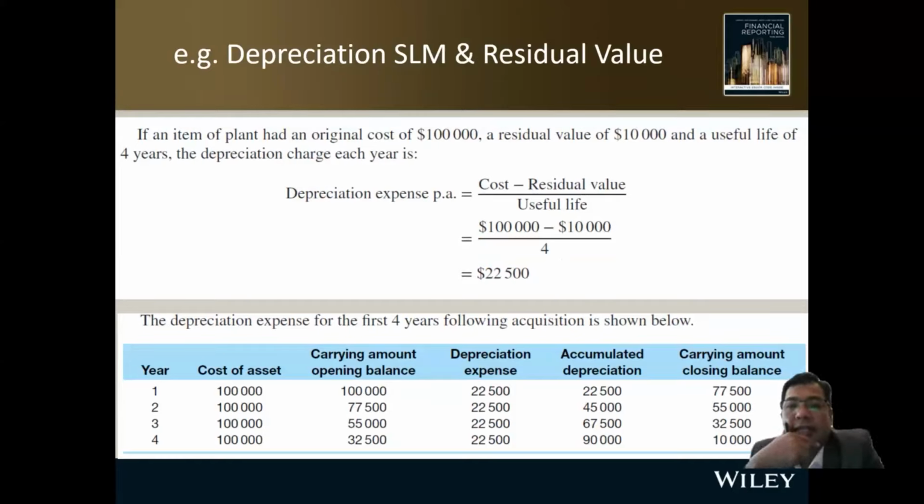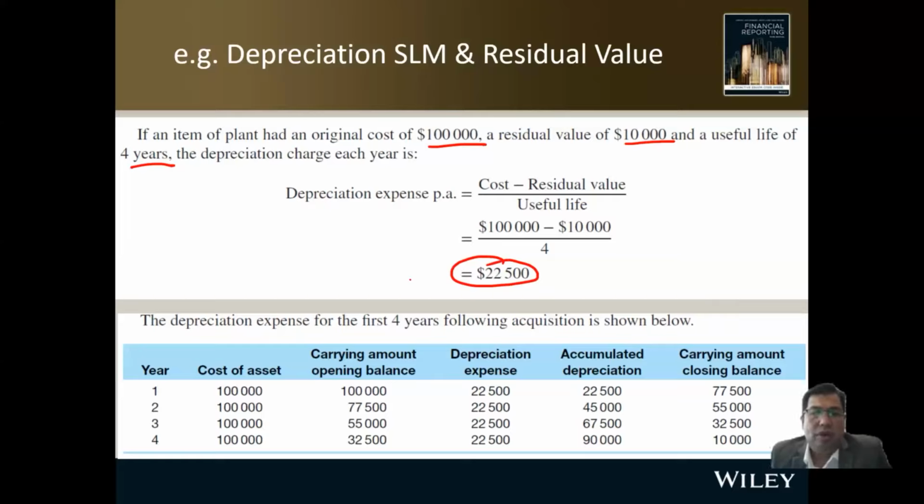Okay. This is an example of how to calculate depreciation using the straight line method. In this example, we have a plant cost of 100,000. The residual value is 10,000. The asset can last for 4 years. So what is the annual depreciation? Cost minus residual value and then divide by useful life. So every year, this asset will depreciate by 22,500.